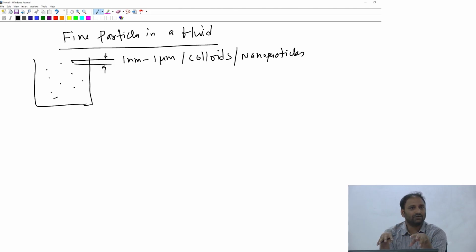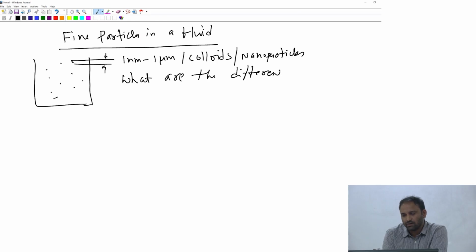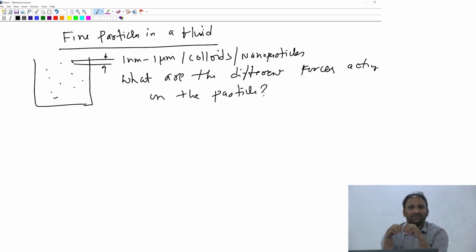If you remember the movie that I showed a couple of classes ago, there was a movie in which you had objects which were kind of moving around, right? Now if you take such tiny particles and put them in a fluid, I am going to ask a question as to what are the different forces acting on the particle. Can you name some forces?